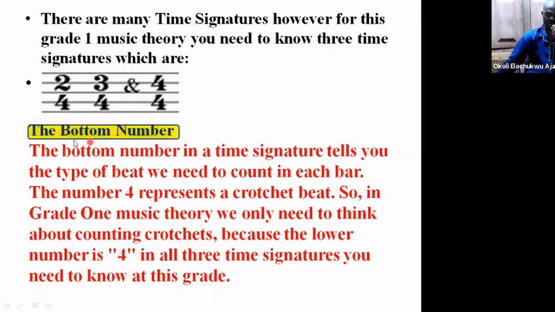Now we're going to look at the bottom numbers first. The bottom number in a time signature tells you the type of beat we need to count in each bar.